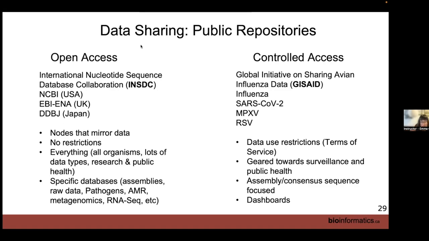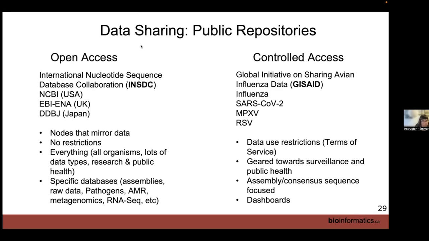GISAID only accepts data for a specific set of pathogens. Like I mentioned, it was originally created for influenza. It's also assembly and consensus sequence focused, although I believe you can now start submitting FASTQs, although it's not necessarily clear to me and others how those sequences are linked to other types of data, but regardless, GISAID also offers different dashboards for visualizing information.